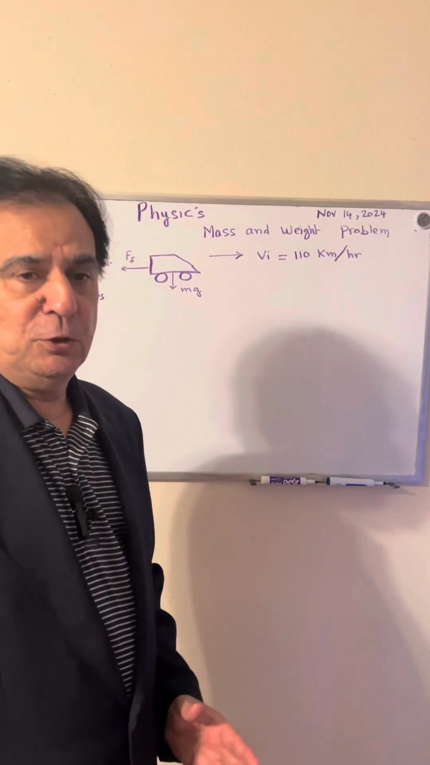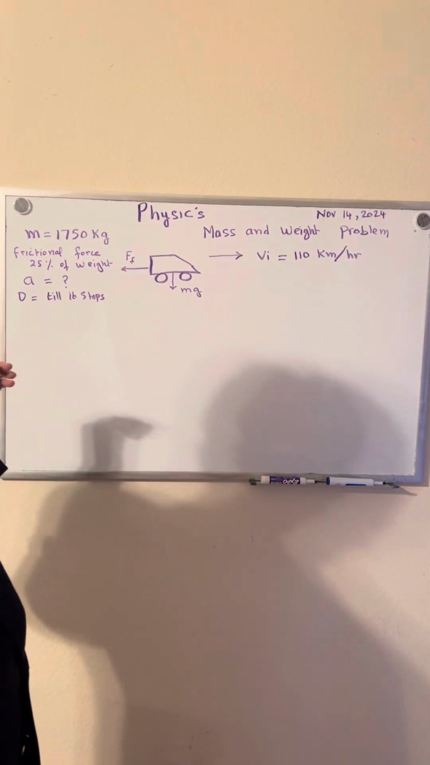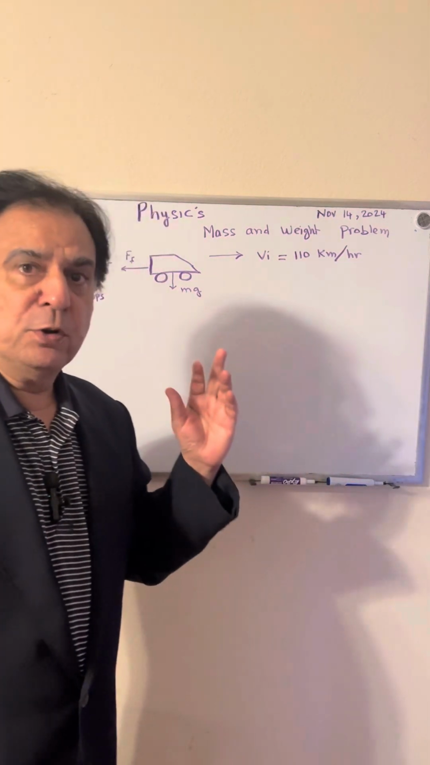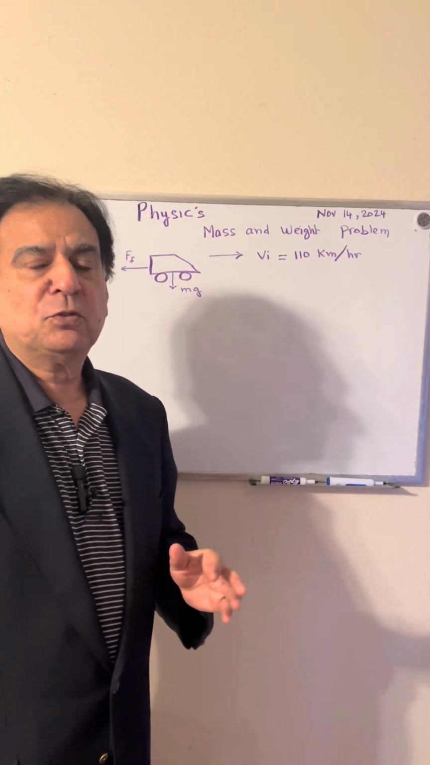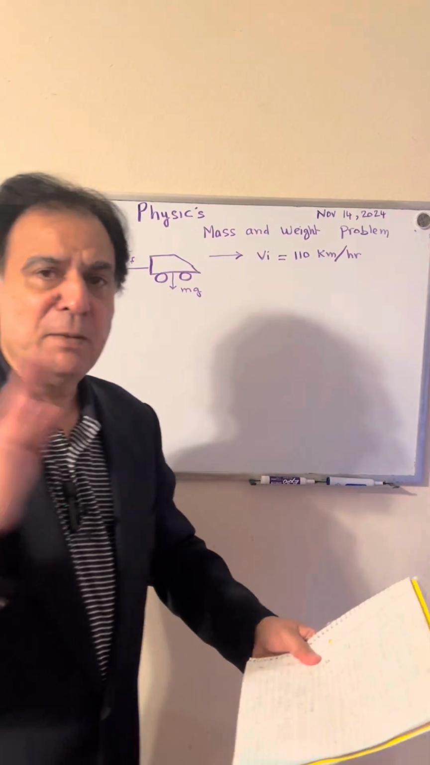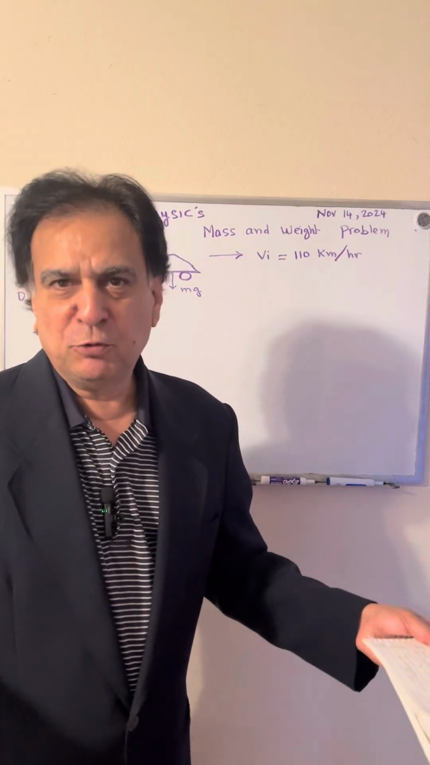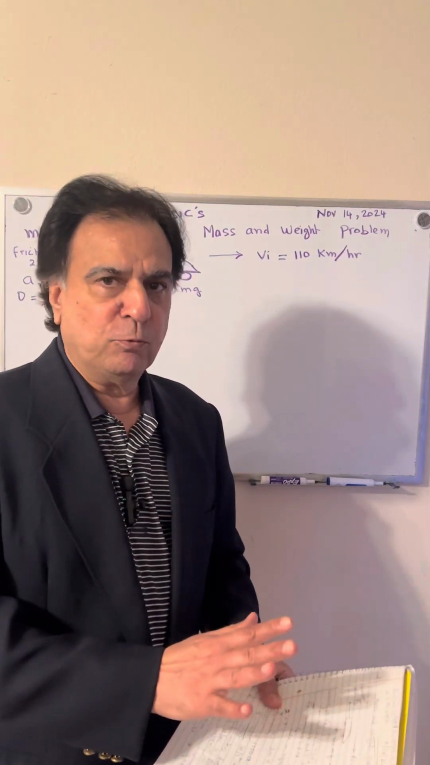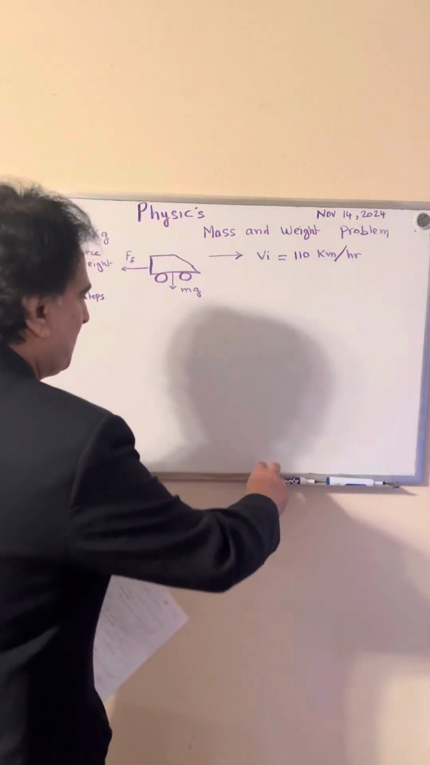So, here's the scenario. You are in a car and you are driving with a velocity of 110 kilometers per hour. So, you're going with a pretty good speed, and all of a sudden something comes in front of you and you have to slam on your brakes. I hope you never have to do that in real life, but this is just a problem.